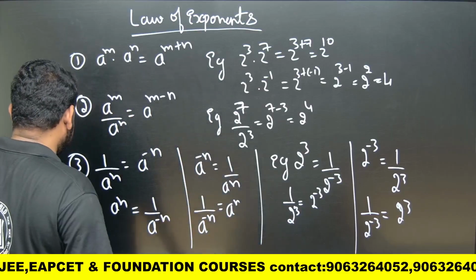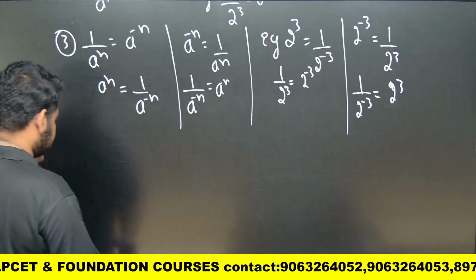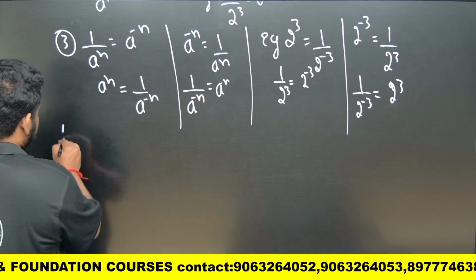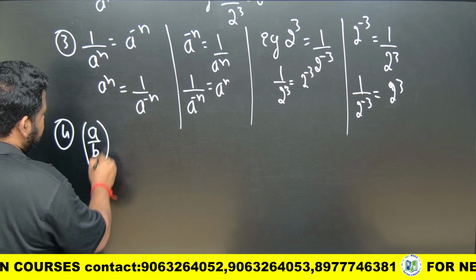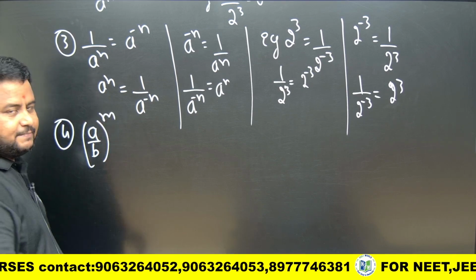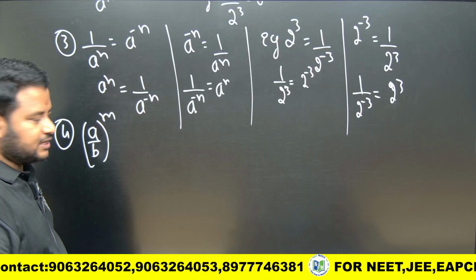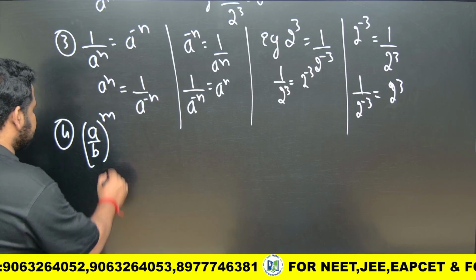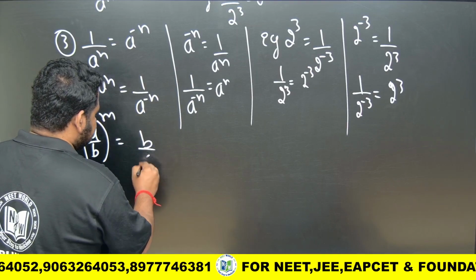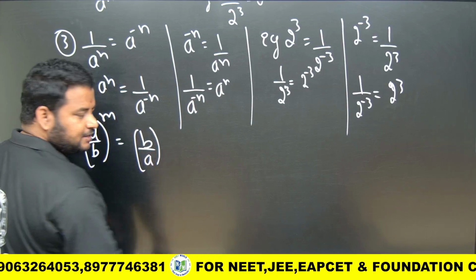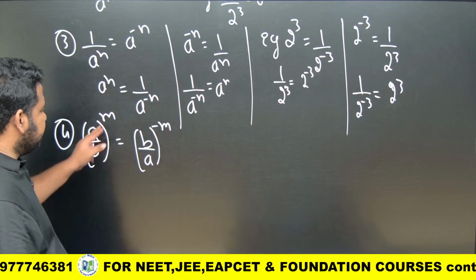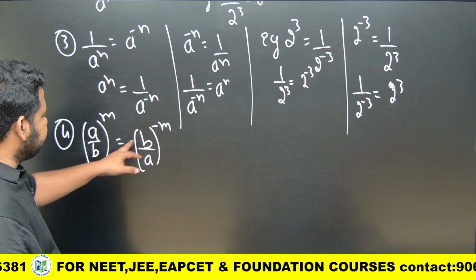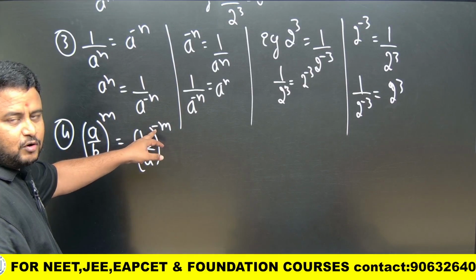Similar to the third one, but here 2 numbers are given. Suppose a by b to the power of m is given. Then if I write b by a, what will the power be? The power will change. It will become minus m. If I write b by a, it will become to the power of minus m.